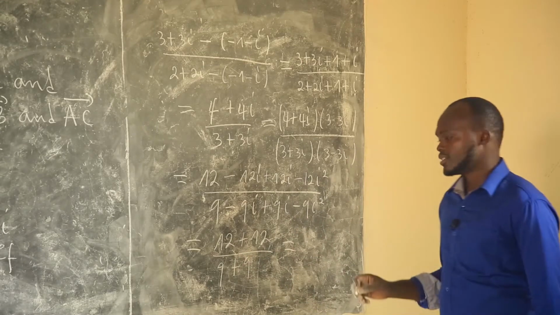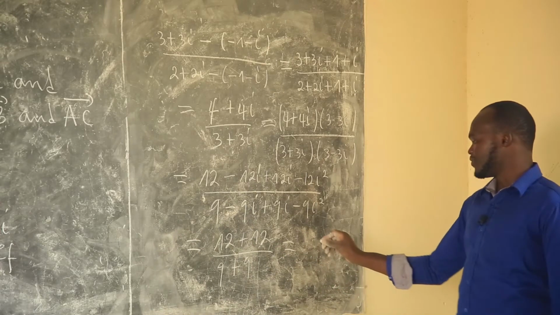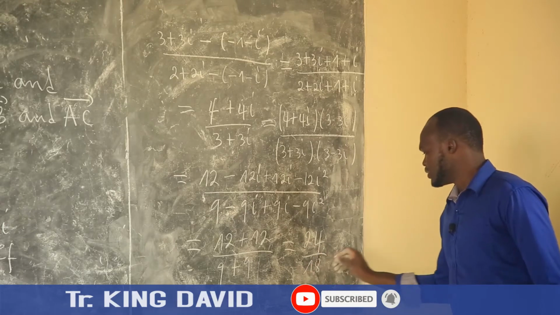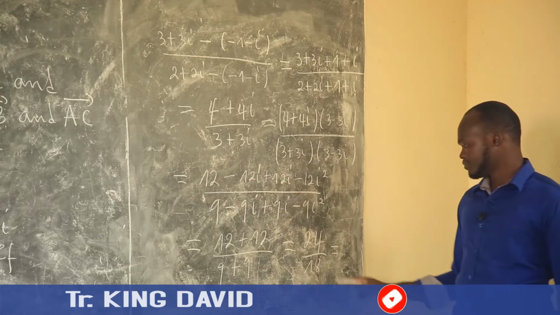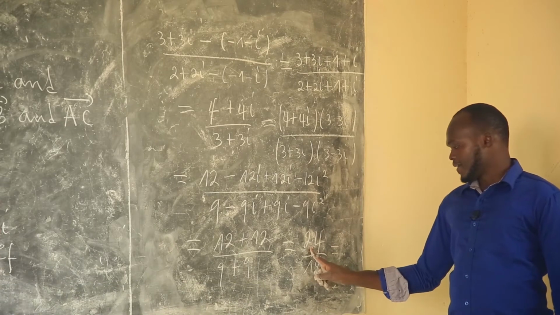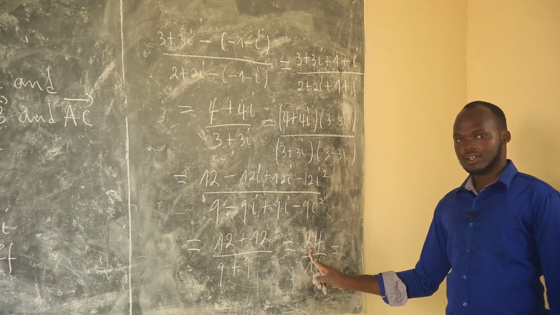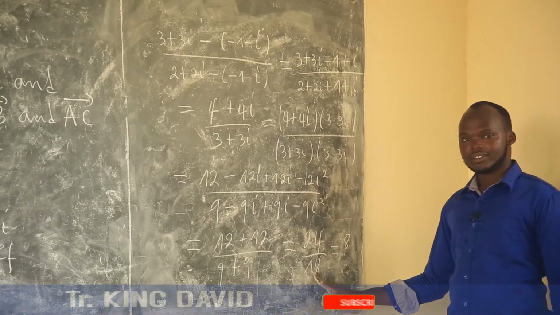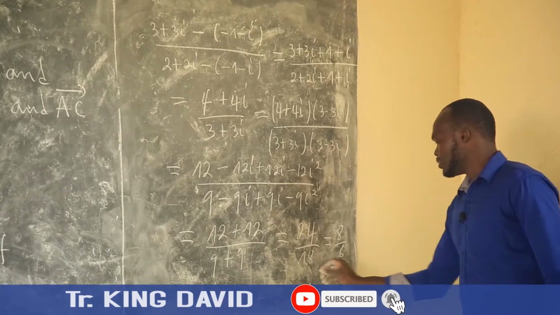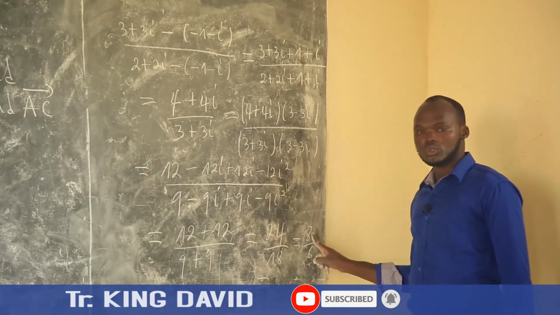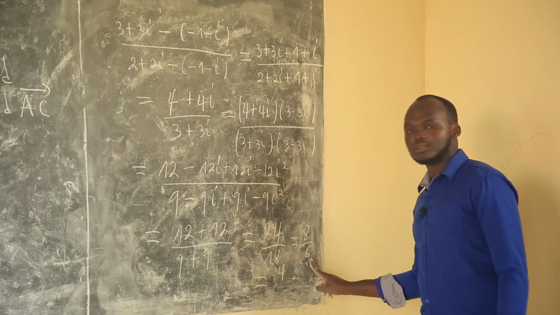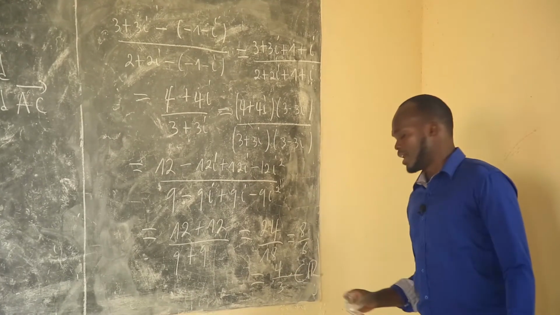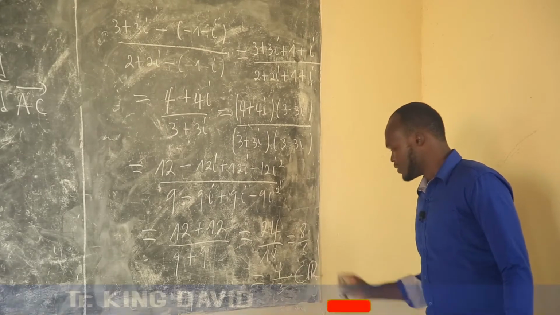Then the answer becomes 12 plus 12, that is 24, divided by 18. Divide by 3, that is 8. By 3, that is 6. By 2, that is 4. By 2, that is 3, which is a member of real numbers.